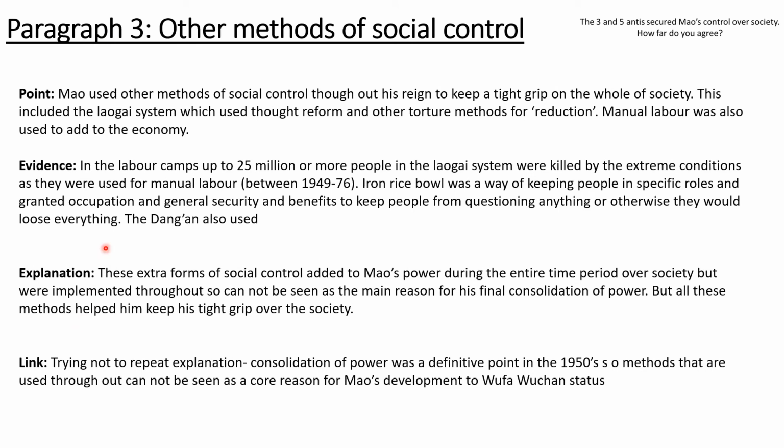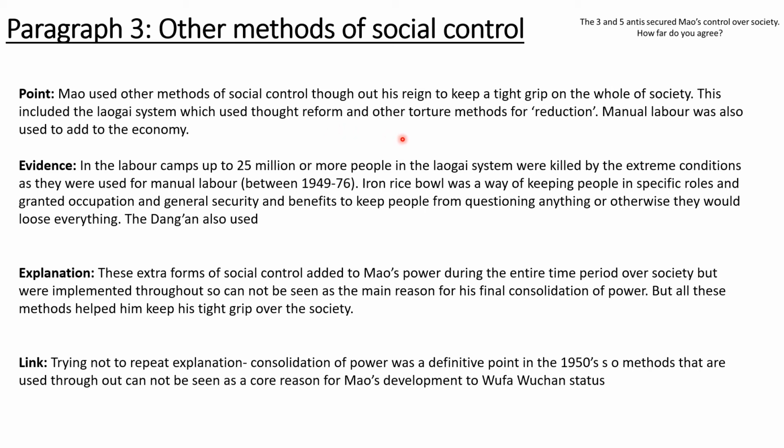Moving on to the third paragraph now, looking at other methods of social control. Still got that question in the top right hand corner, just to link back, looking at that appeal structure again. So for the point, Mao used other methods of social control throughout his reign to keep a tight grip on the whole of society rather than just inward looking policy, such as inside the party of the 3 and 5 Antis campaigns. This included the Laogai system, which used thought reform and other torture methods for re-education.